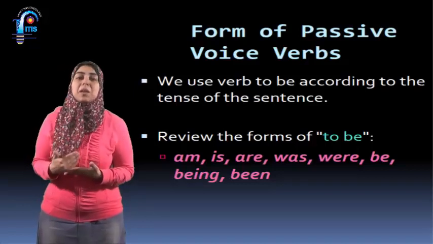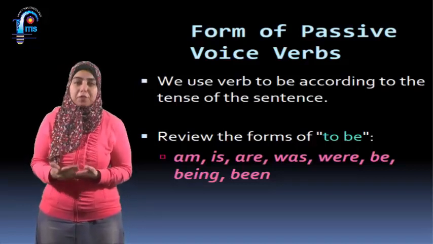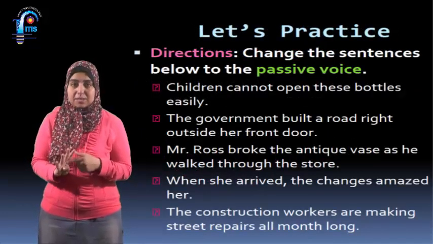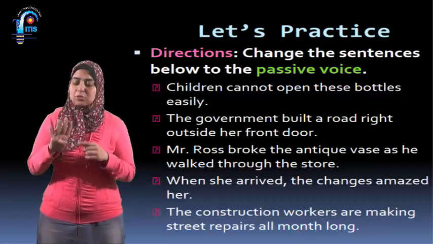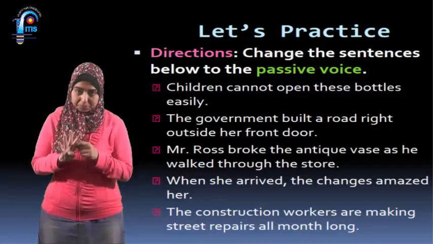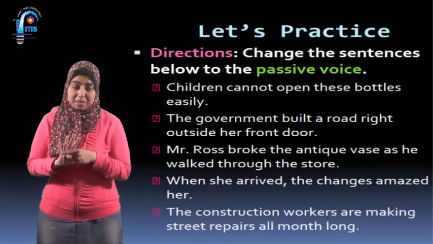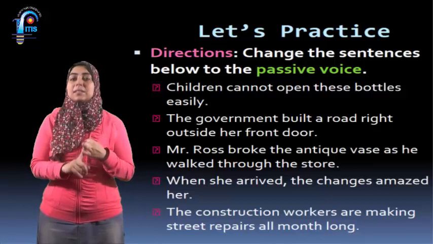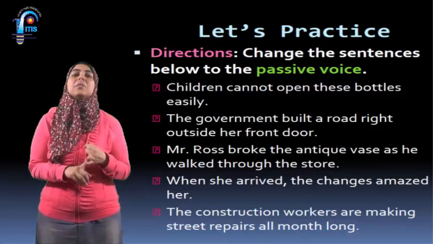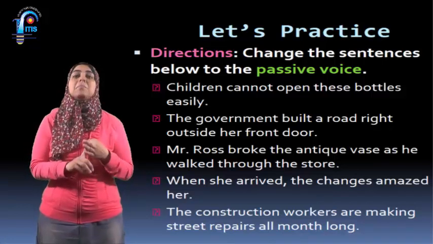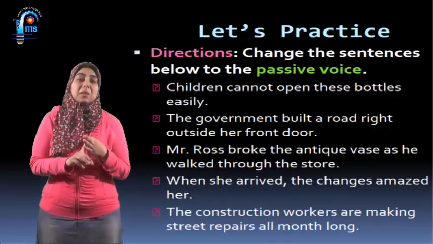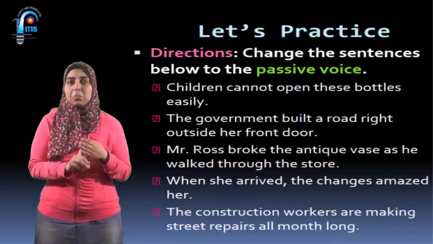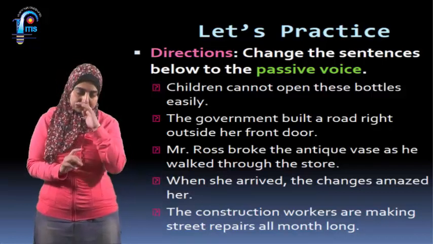Then we must bring the PP of the main verb. And the fourth step is to put by plus subject. So these are the four steps. Let's say them again. The first step is to start with the object. The second step, bring verb to be according to the tense of the sentence. Then bring the PP. PP means the past participle of the main verb that we have in the sentence. And the last step is to bring by plus subject.